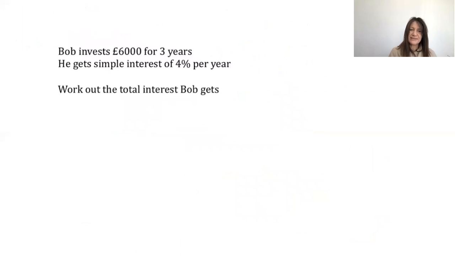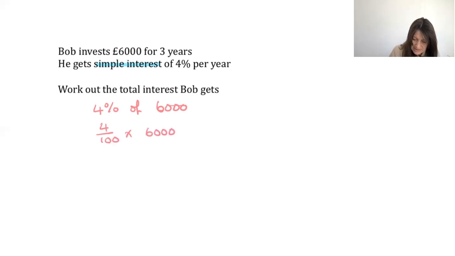Next question. All right, hit pause, press play even when you're ready. Okay, so Bob's investing £6,000 for 3 years. It's simple interest, really important we clock that, of 4%, and you've got to work out his total interest. So we're keeping it simple. We're finding 4% of 6,000. So that's 4 over 100 times 6,000.